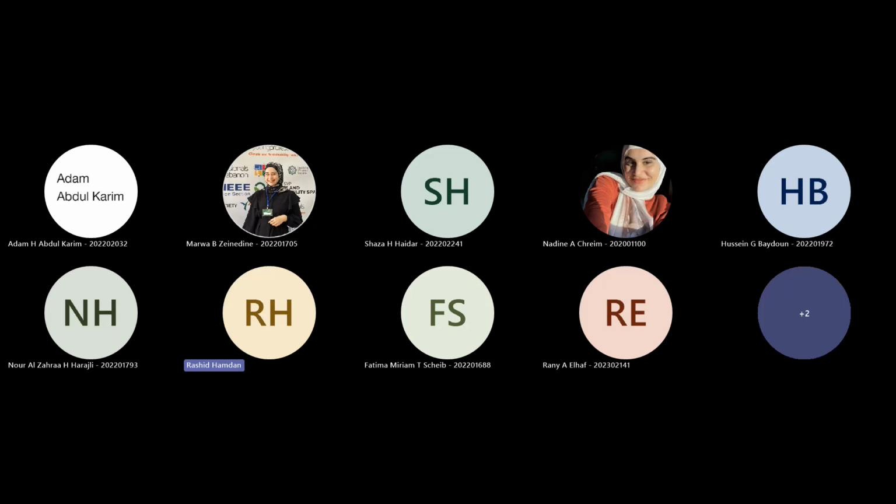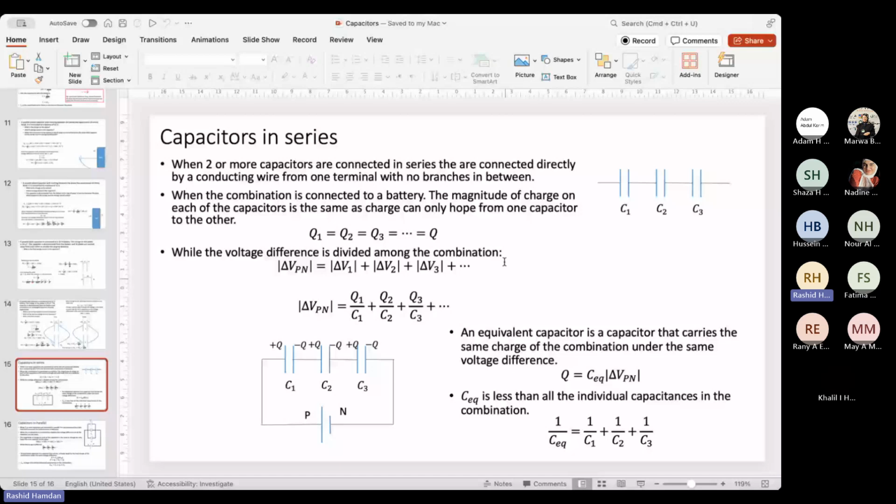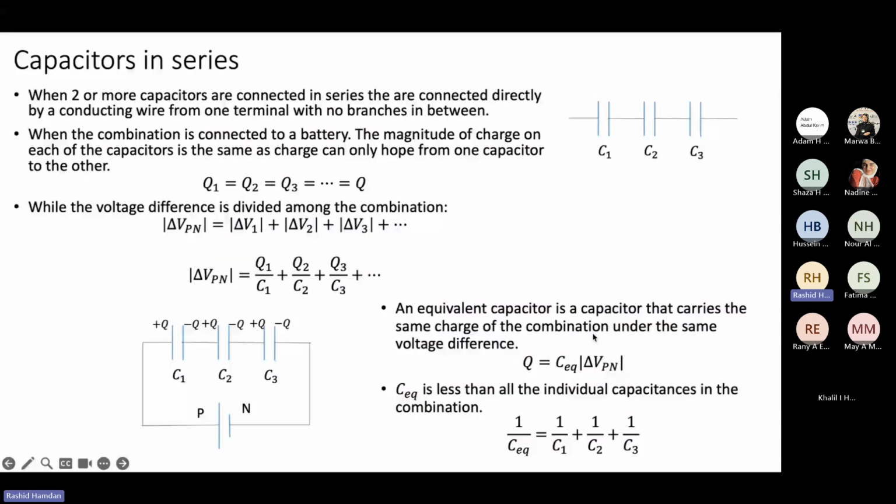About capacitors. We reached the point where we want to talk about combination of capacitors. We said that capacitors are electronic devices or components. We can use them in circuits. And there are two ways to connect, or actually three ways to connect a certain device.